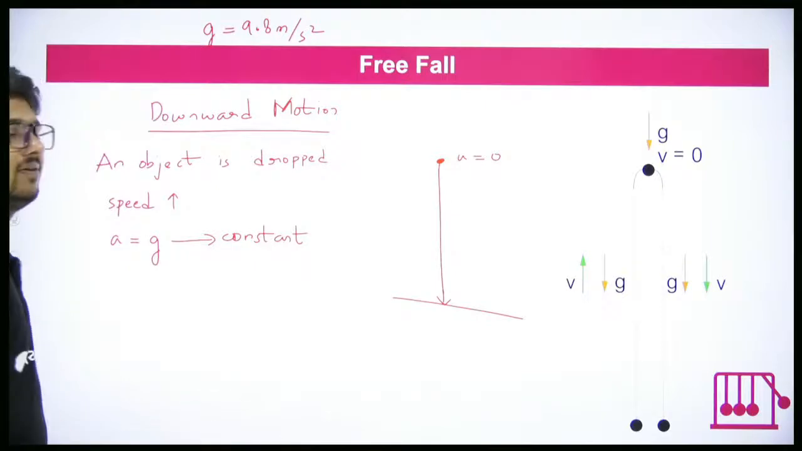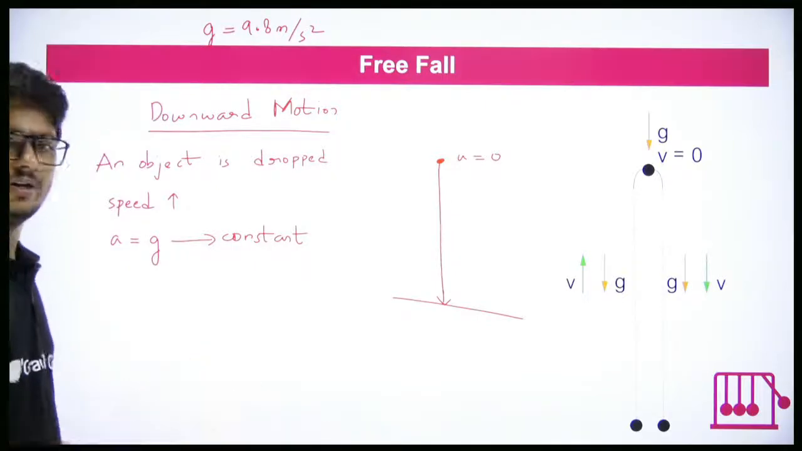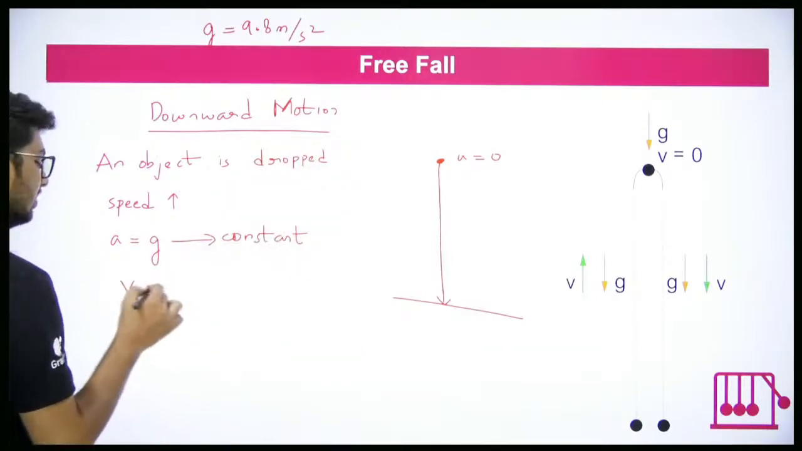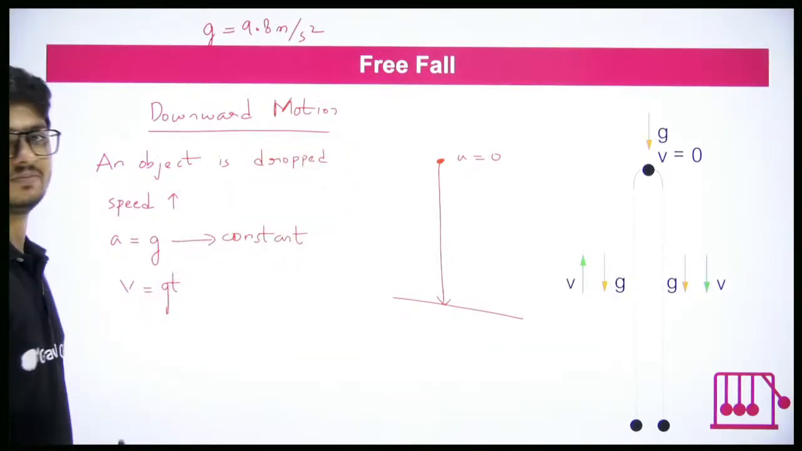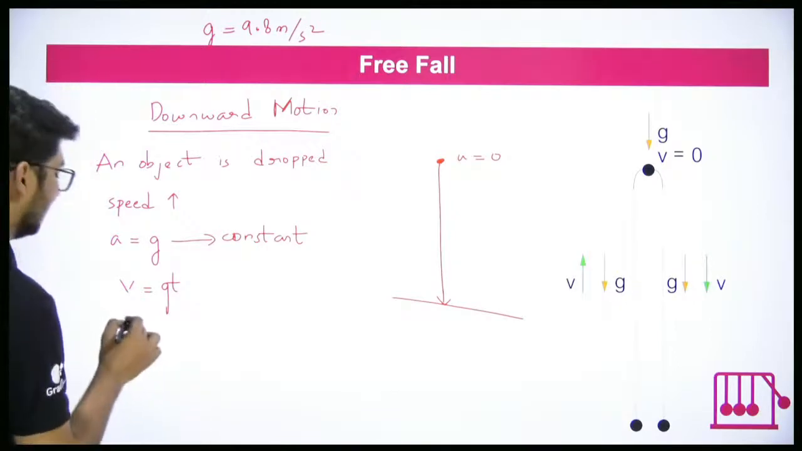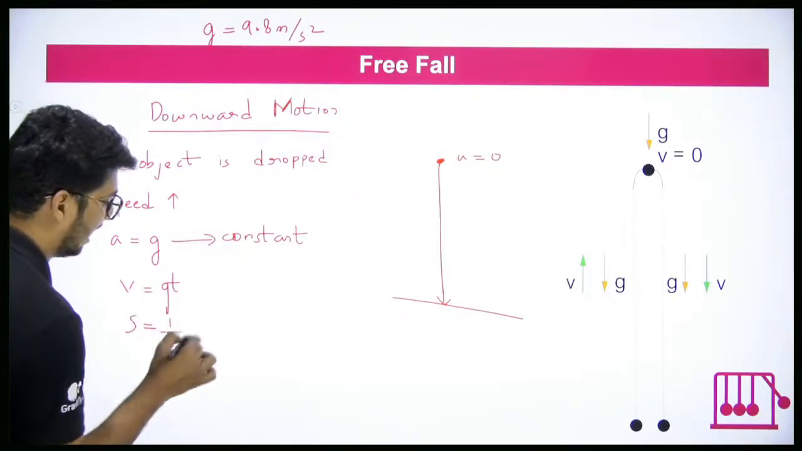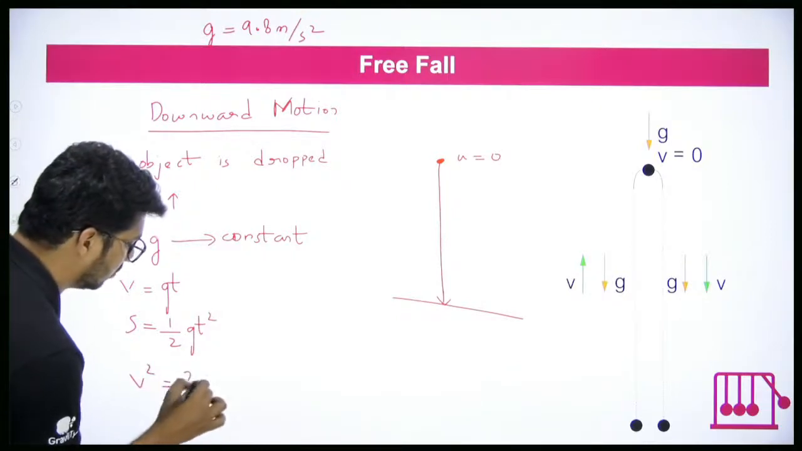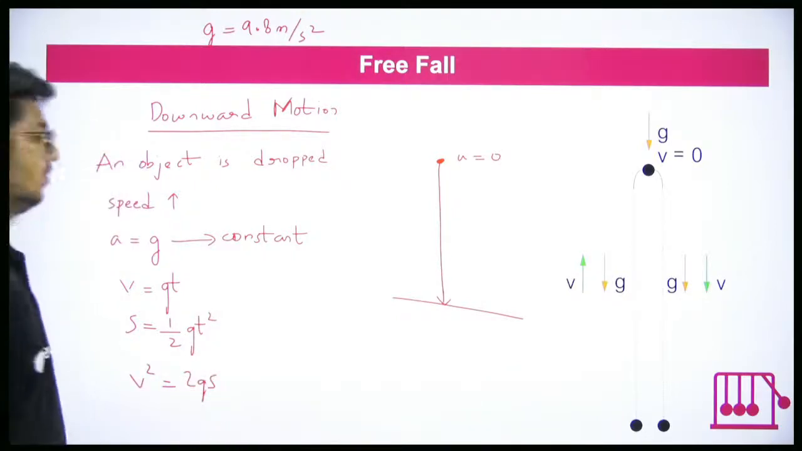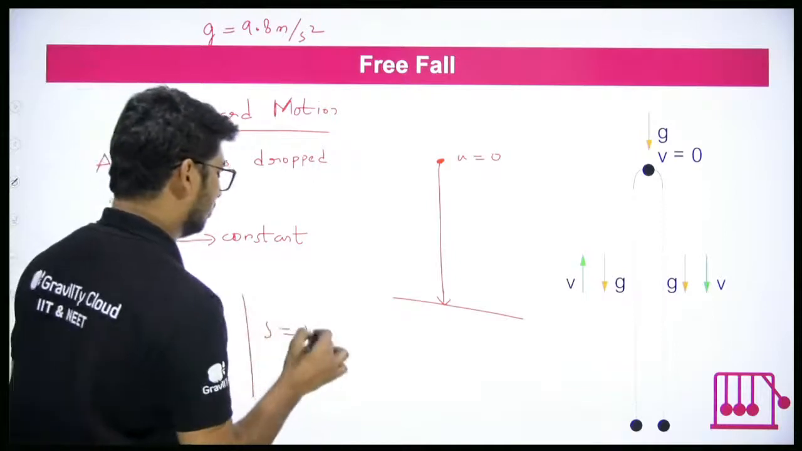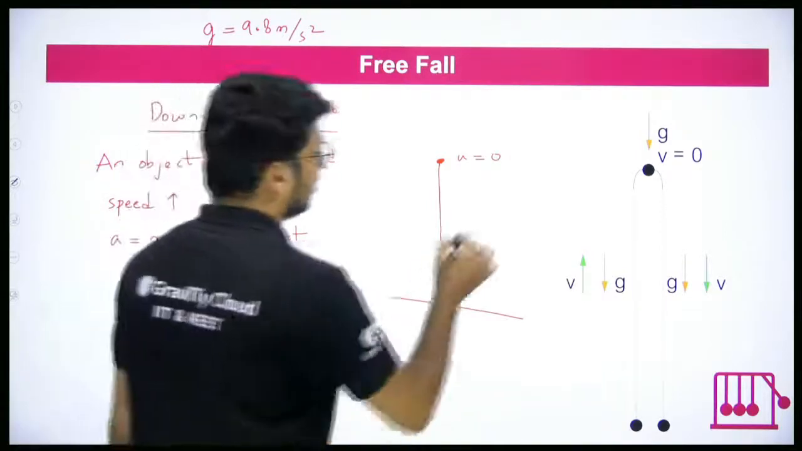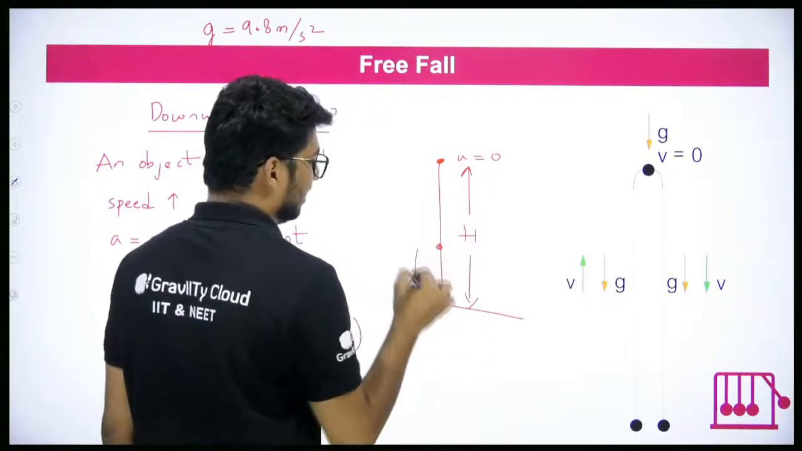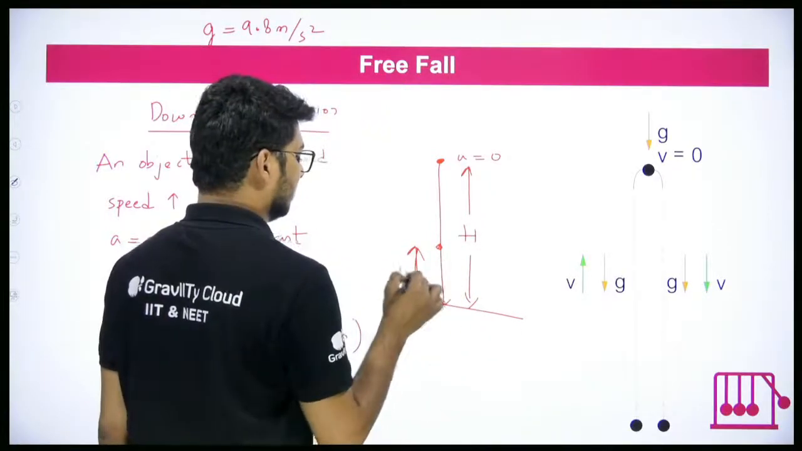So we can go for the equations, kinematic equations, or the equations of motion. First, v is equal to u plus at, u is equal to 0. The equation becomes v is equal to gt. Then s is equal to half gt square. Then v square is equal to 2gs. But again we can say that s is equal to capital H minus small h. What is capital H? The total height. What is small h? The height at the point that we are considering.